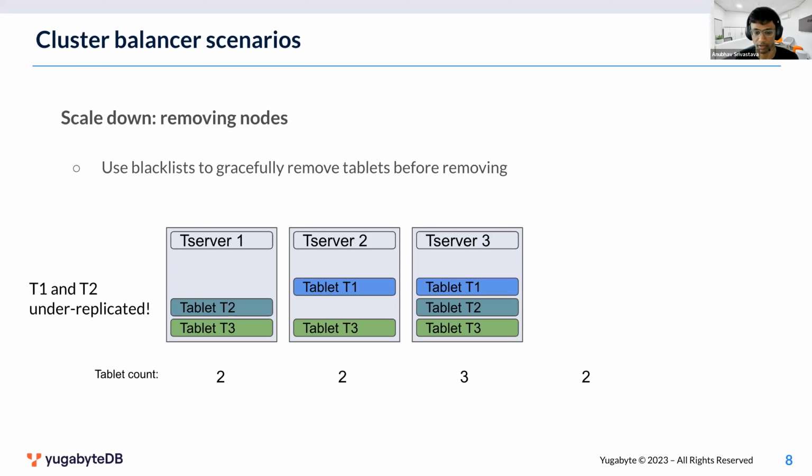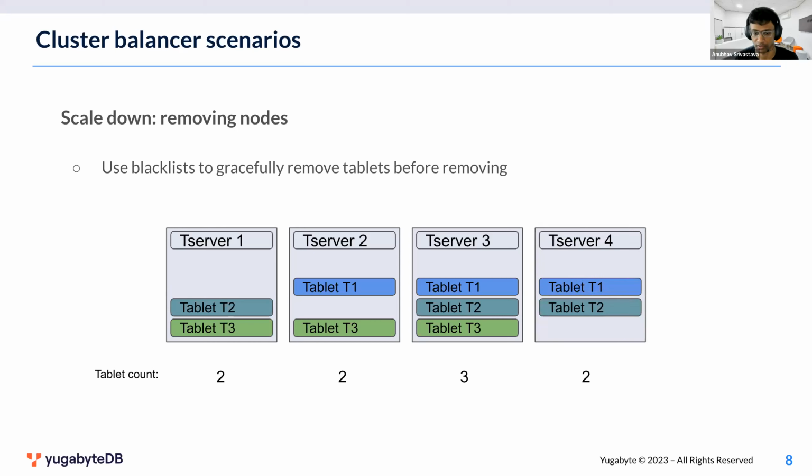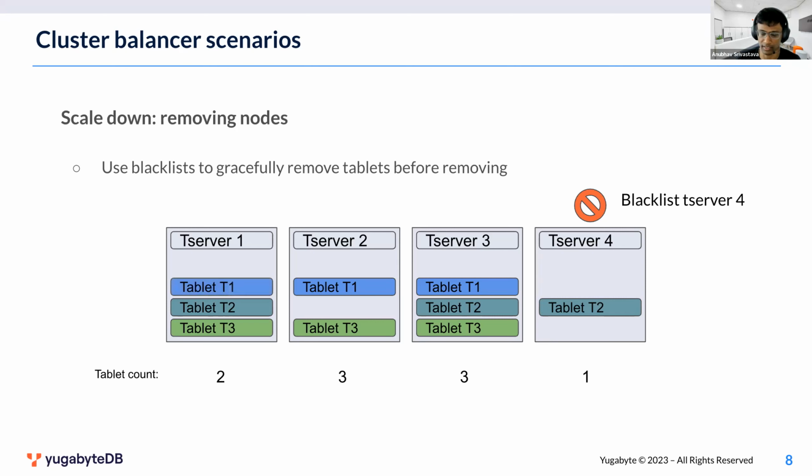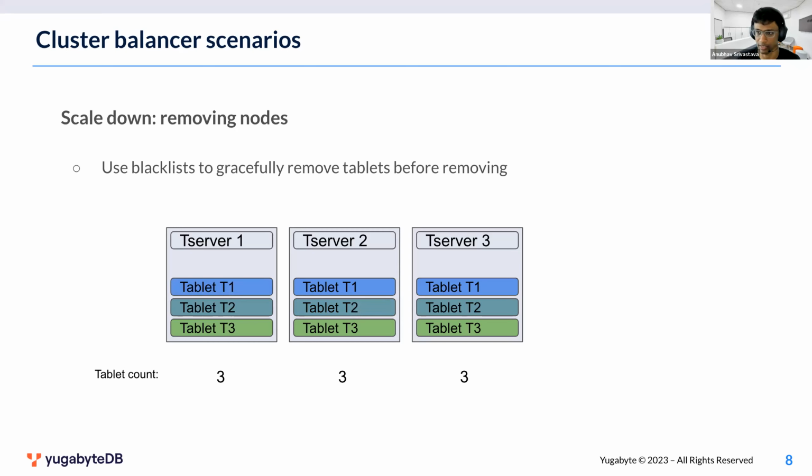So to avoid all of this, with the cluster balancer, we will first blacklist the node to be deleted. So in this case, we'll blacklist T server 4, and what that does is it signals to the cluster balancer that it should try to move replicas off of the blacklisted node, and it should avoid putting any new replicas onto the blacklisted node. So in this case, it'll move T1 and T2 away. And once all of the replicas have moved off of the blacklisted node, then we can safely remove it from the cluster without any user-facing impact.